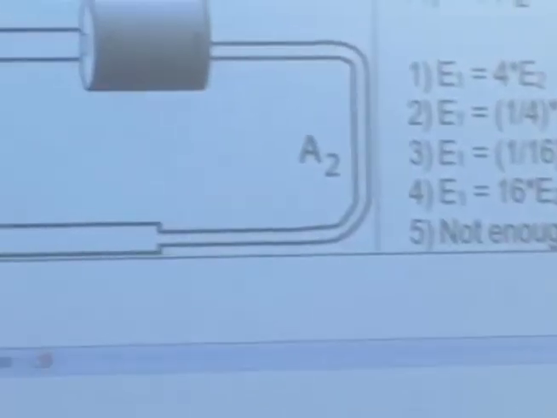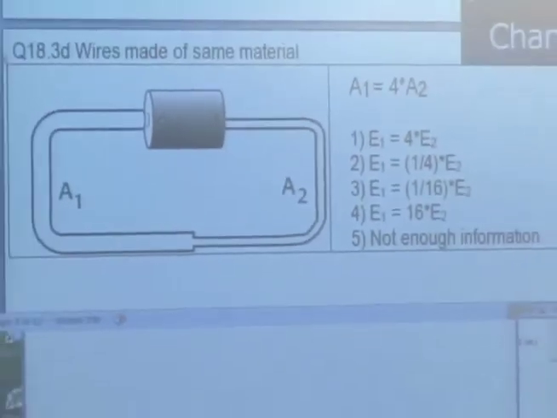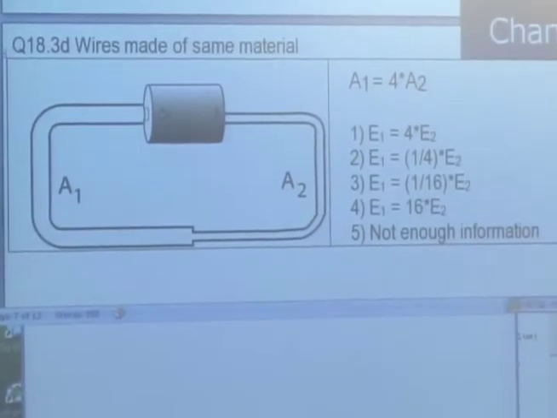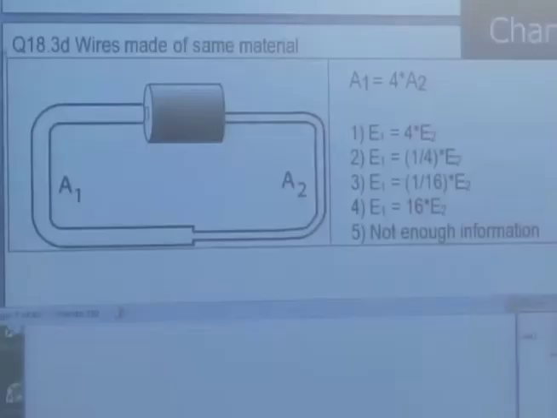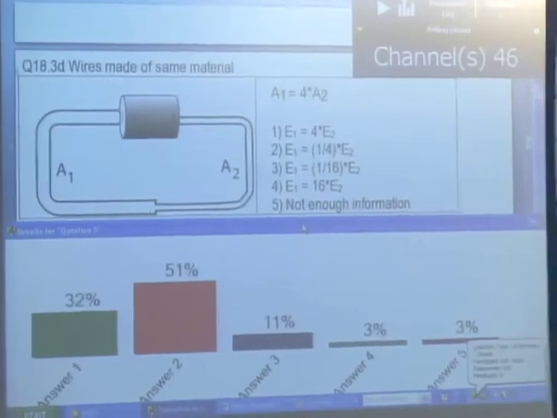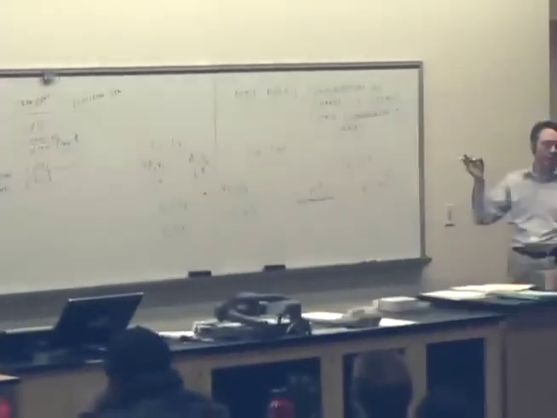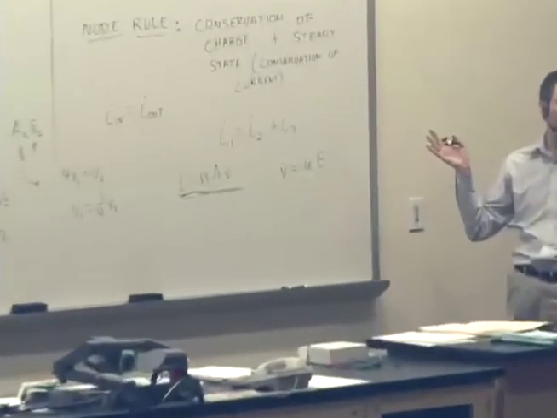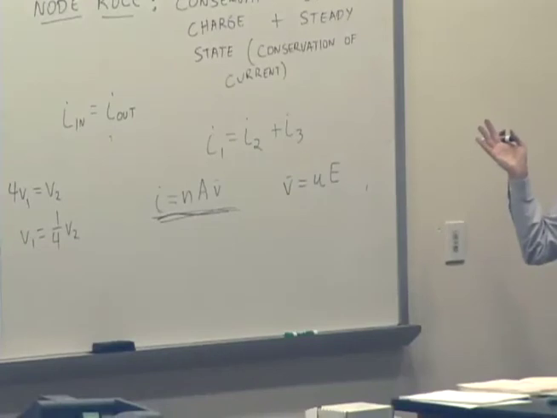Same situation. What about the size of the electric field in wire 1 versus the electric field in wire 2? All right. So maybe we need a reminder of what the relationship is between the drift speed and the electric field. V is equal to what? U times E. Okay. And so the assumption here is that, again, both wires are made of the same material. So how do the mobilities compare? They're equal.